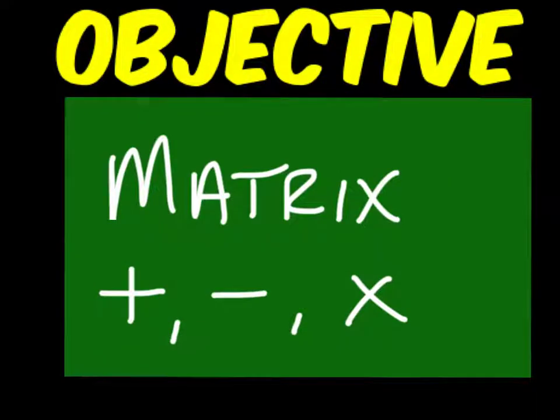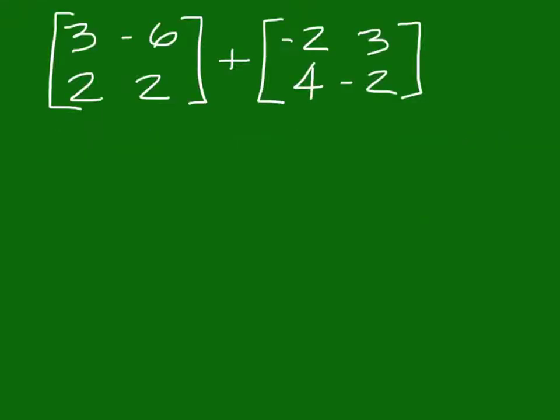The objective is to add, subtract, or multiply a 2 by 2 matrix. Here's an example. In this case, you're adding them together. This is the easiest one. Actually, I need a yellow marker.